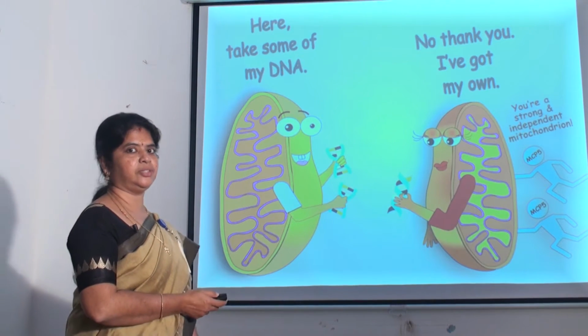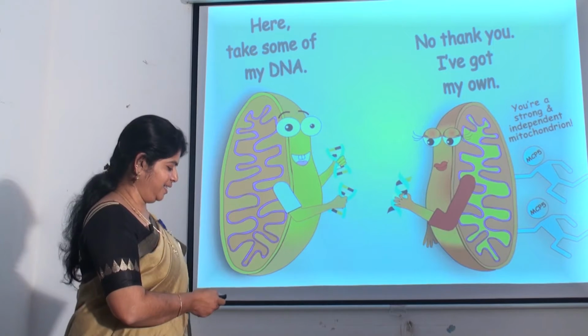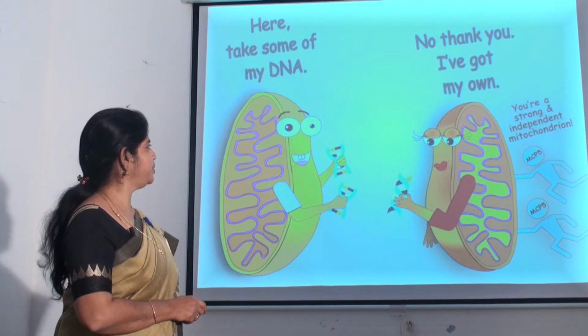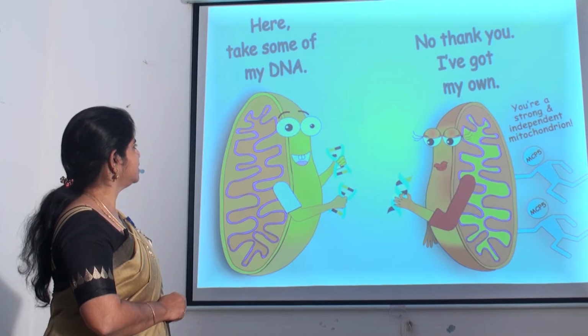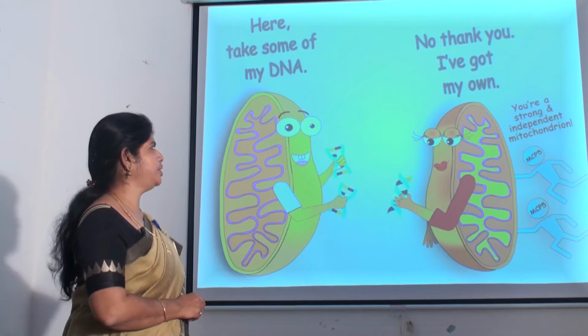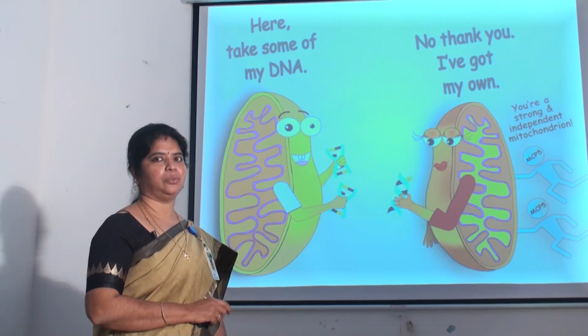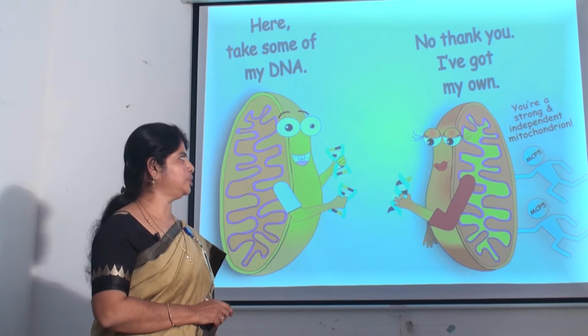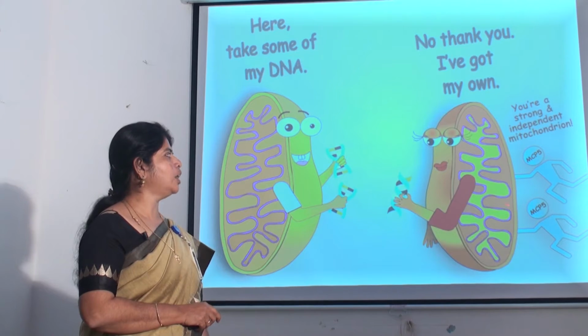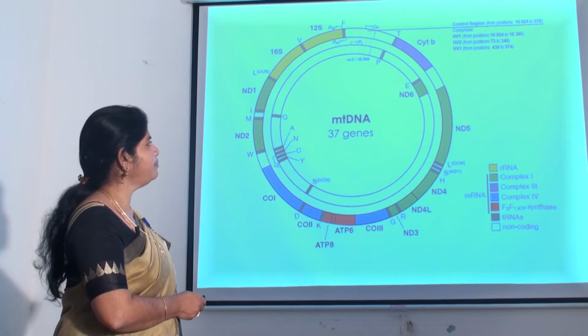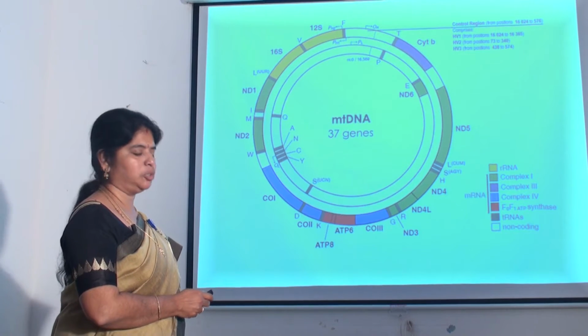So this is the image that is one. Here you can see this is the father mitochondria and this is called the mother mitochondria. The father here is saying, take some mitochondria, but my mother mitochondria is saying, no thank you, I have got my own, I don't want your mitochondria. So the offspring always carry the mother mitochondria only.